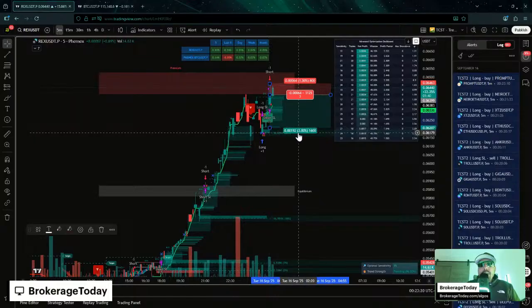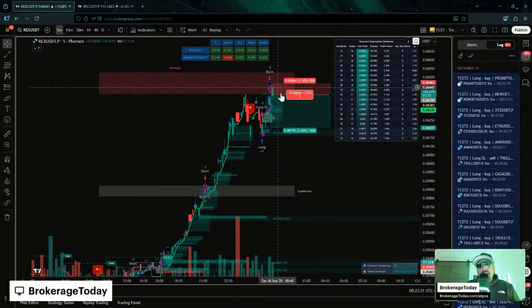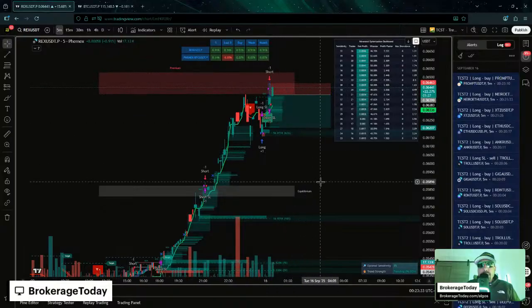This really works because you're working with the institutional money flow that's out there and where the large players are stepping in. And so you're a lot less likely to get stopped out, or you can adjust your stop accordingly. Let's see how this plays out.